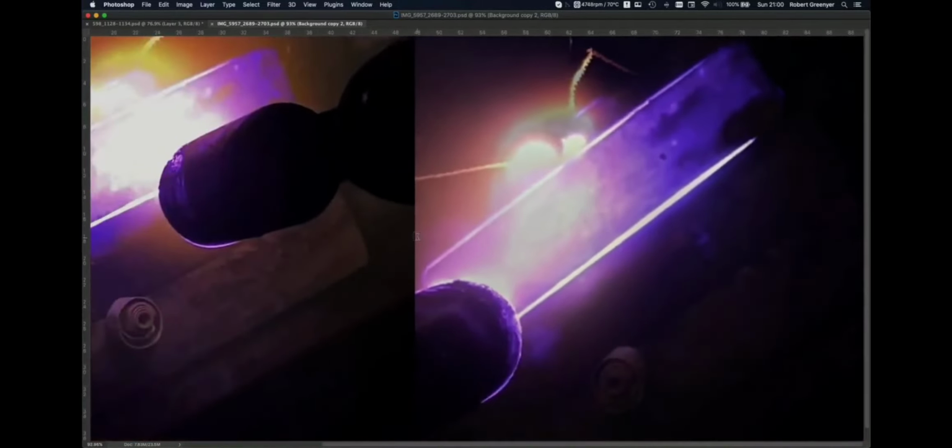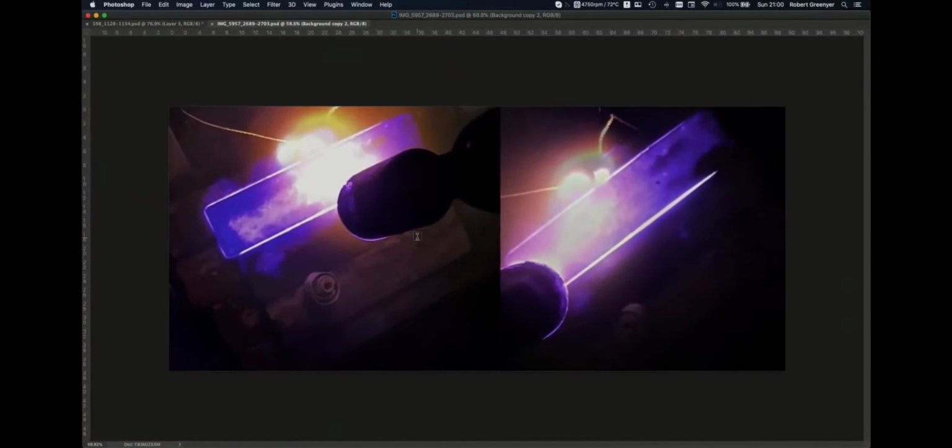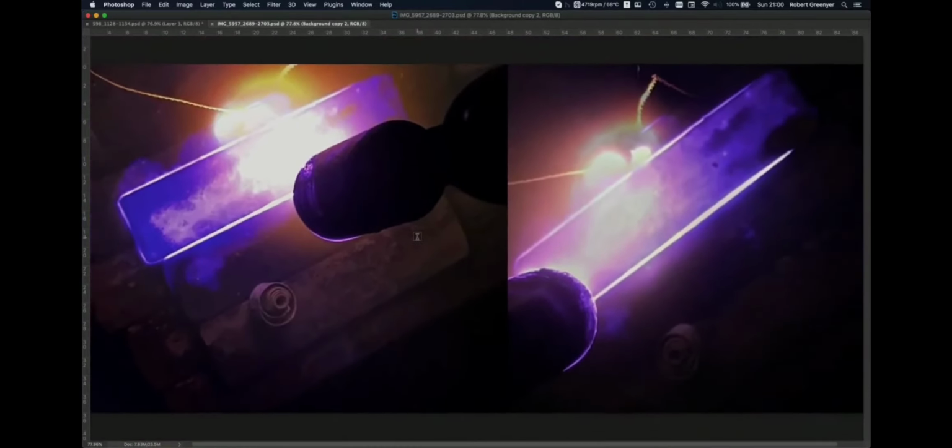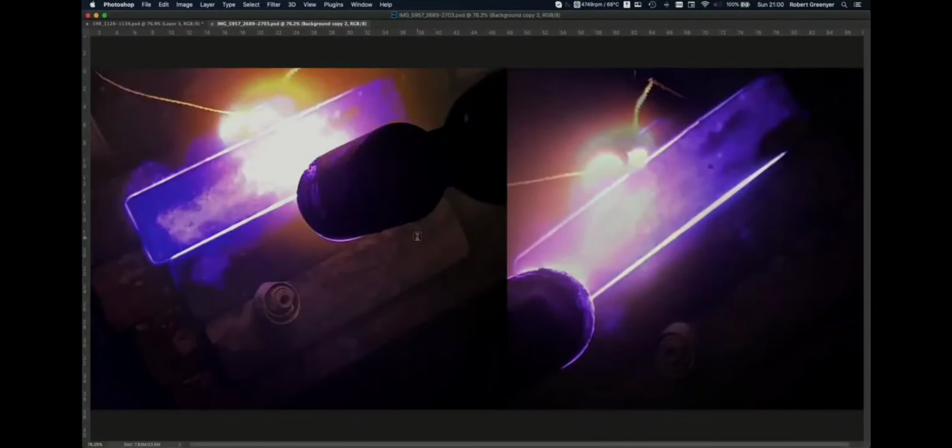Now, I have got a blow up of these, so let me see if I can look at the blow up there. So this goes to show the importance, the extreme importance of having multiple cameras on the shot. Really, really important here.